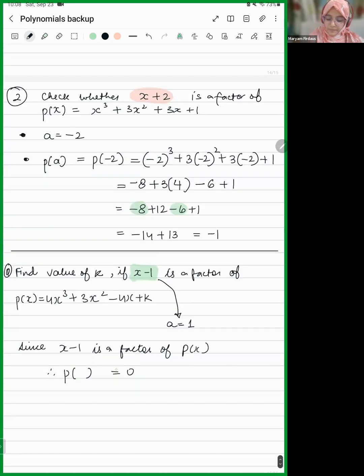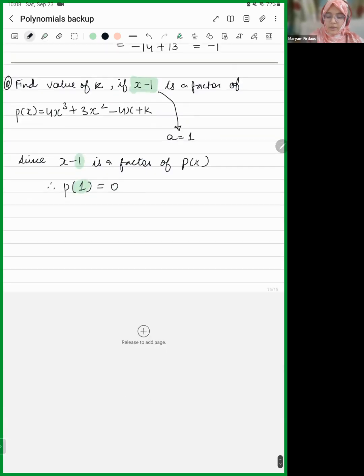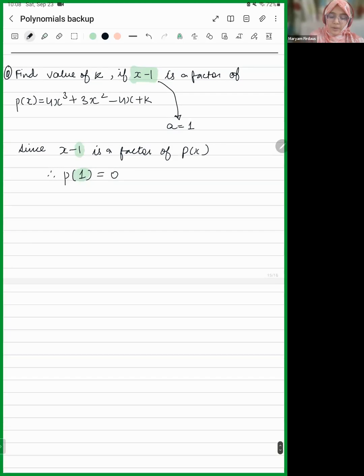P of x is not 0. P of x is this. P of what will be 0? X minus 1 is a factor. So P of what will be 0? P of 1 will be 0. Okay. So now let's find P of 1. So they are saying that P of 1 is 0.